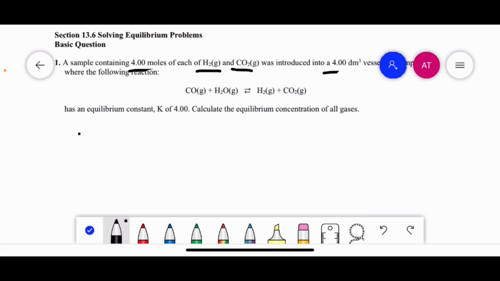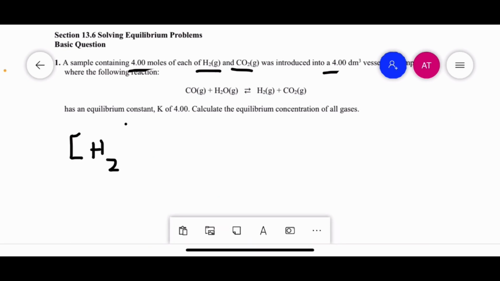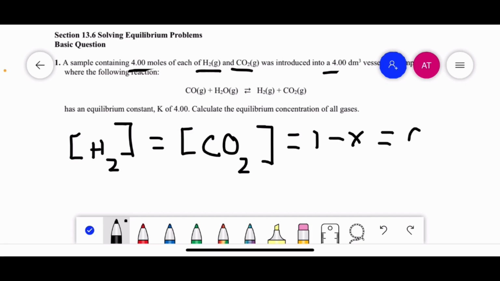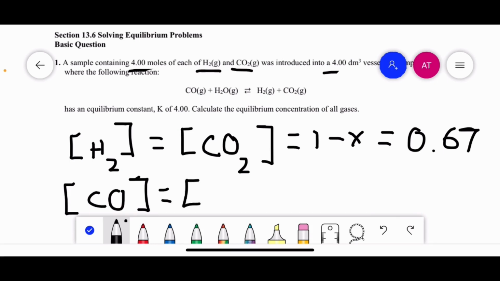0.33 of H2, which is equal to CO2 to be equal to 1 minus x. So that's equal to 0.67. And we found the concentration of CO and H2O to be x, which is just 0.33.